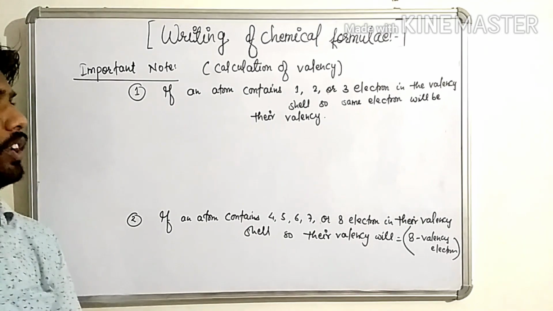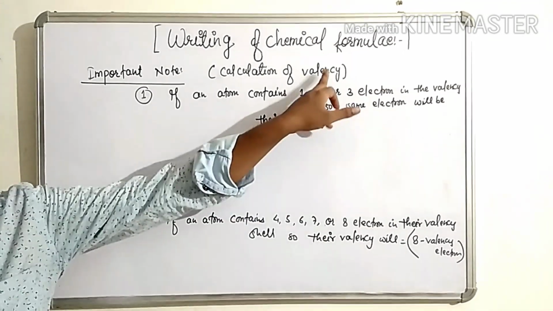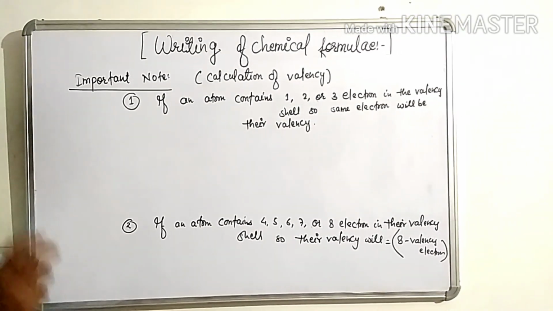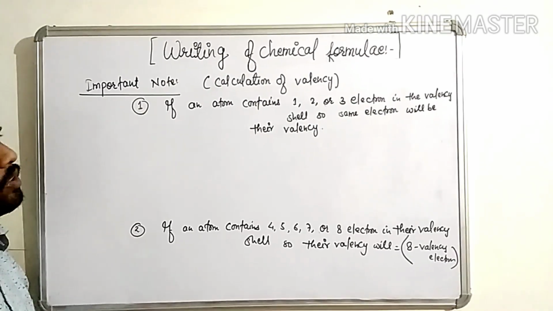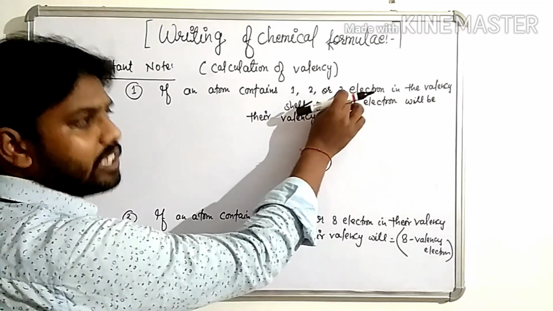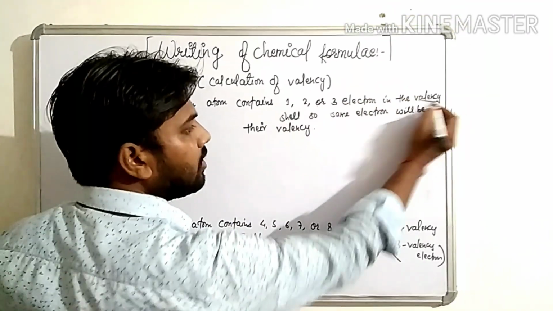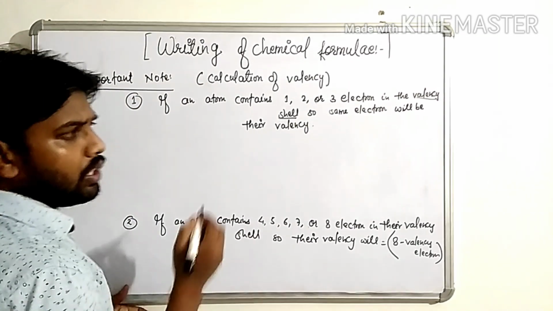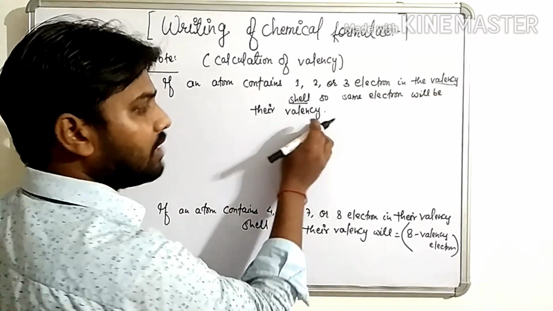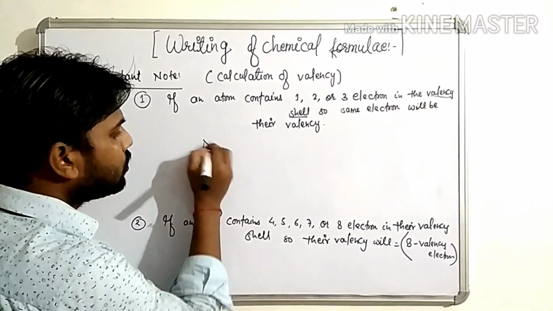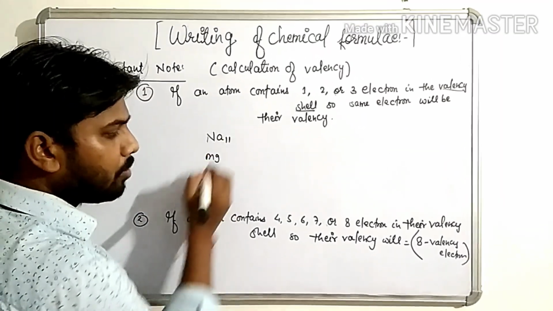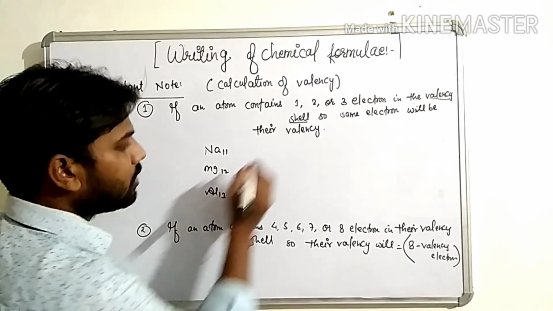One important note, children, to calculate valency: there are two methods by which we can calculate the valency easily. If an atom contains 1, 2 or 3 electrons in its valence shell, meaning the last shell, then that same number of electrons will be its valency. For example, sodium, magnesium, aluminum, atomic numbers 11, 12, 13.